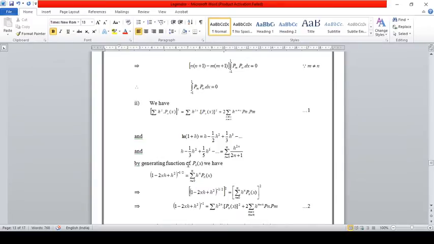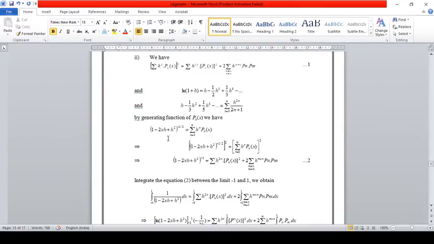By the generating function of Pn(x), this is the generating function of Pn(x): 1 minus twice xh plus h square, raised to the power minus 1 by 2, is equal to summation n is equal to 0 to infinity h raised to the power n Pn(x). Squaring on both sides, the 2 cancels, and we get here only minus 1 in the power, and here this is 2. Apply the first formula on the right hand side: summation h raised to the power 2n Pn(x) whole square plus twice into summation, n does not equal m, h raised to the power m plus n Pn Pm.